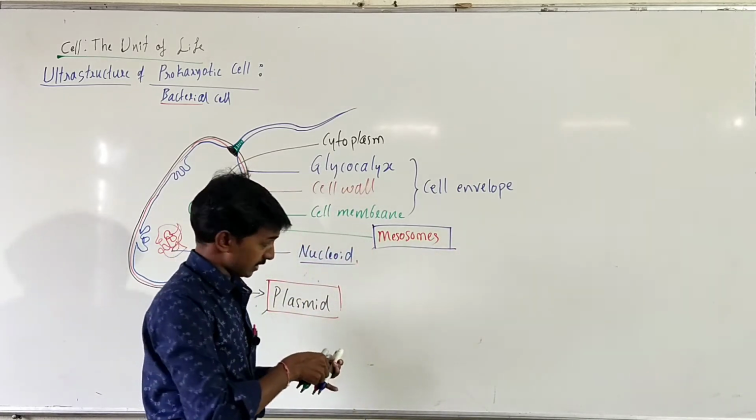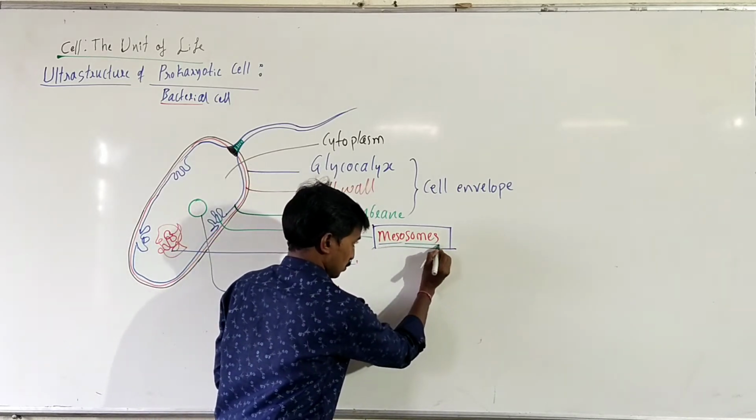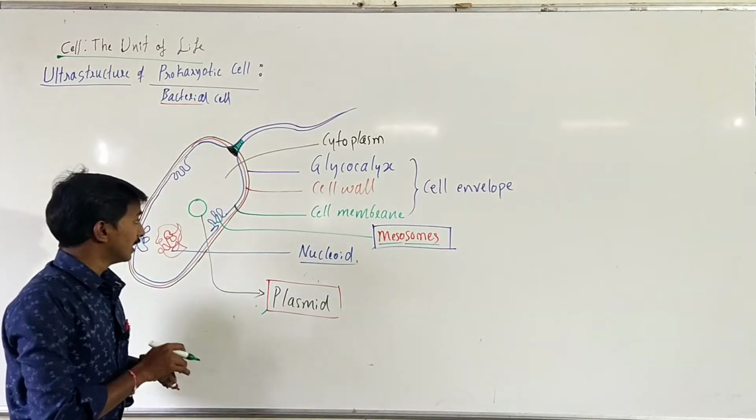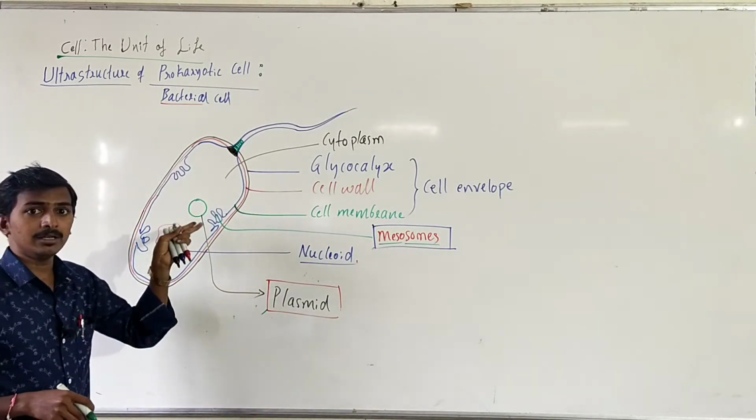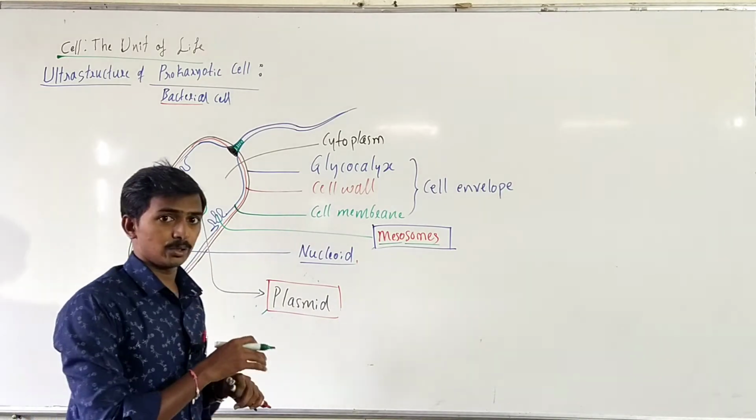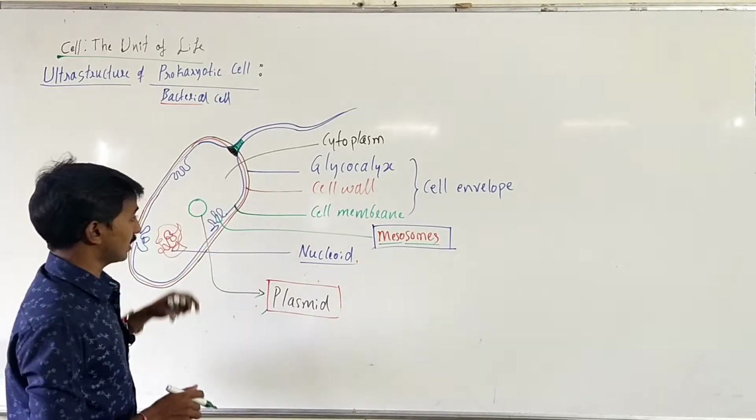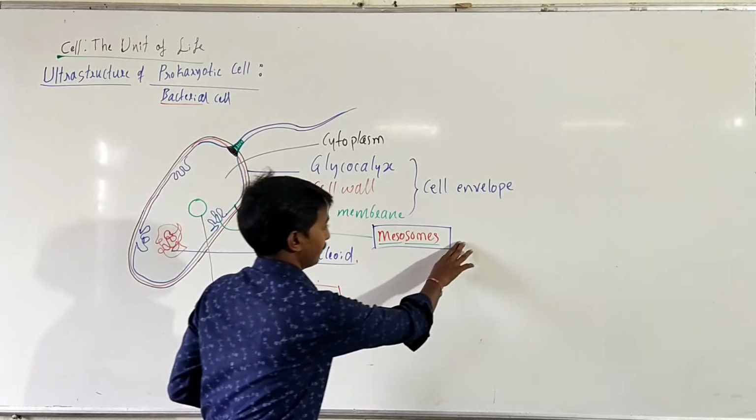We can see the difference here. Meso, the middle, soma, body. It means the membranous body is present inside the cell, inside the cytoplasm. Right. We'll see what is that membranous body here.